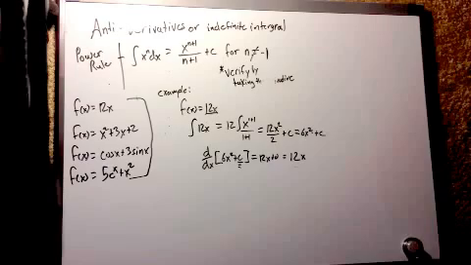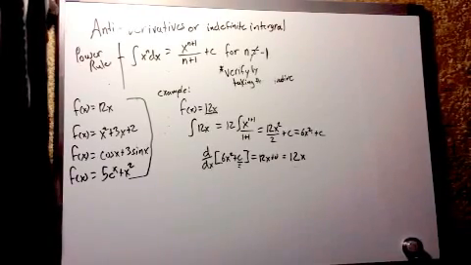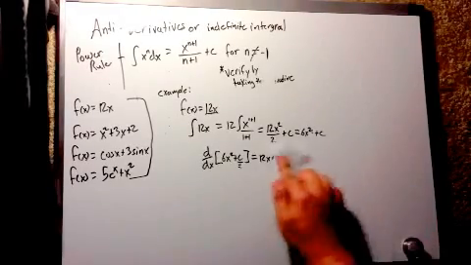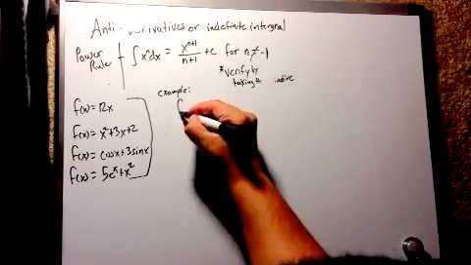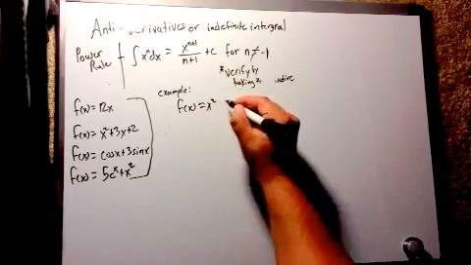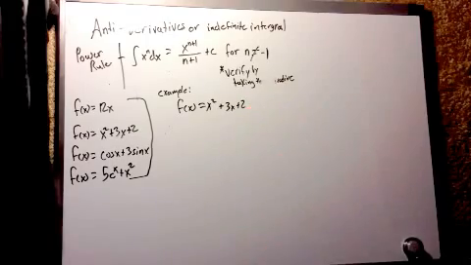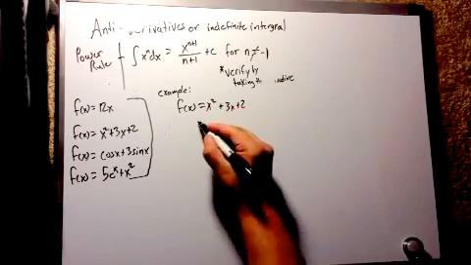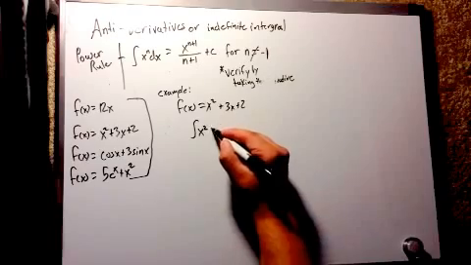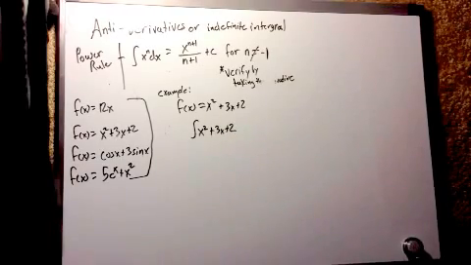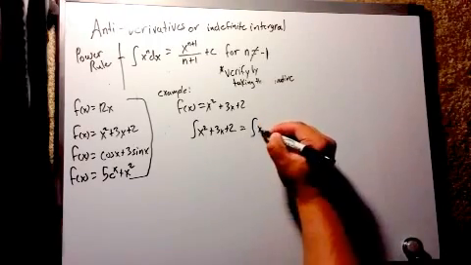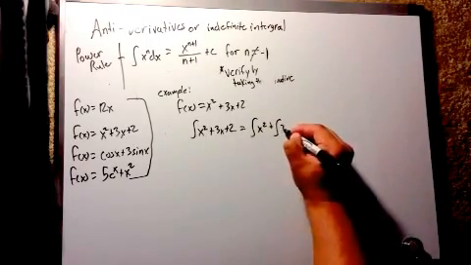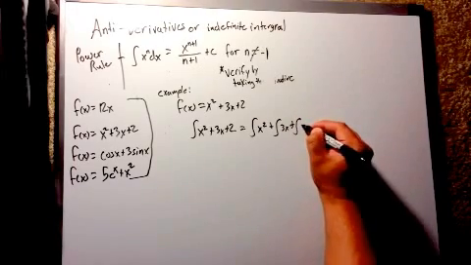So we just got done with our first example. Let's move on to our second one. Let me erase this real quick. Our second example says f of x is equal to x squared plus 3x plus 2. Let's write that in integral notation: the integral of x squared plus 3x plus 2. Using our integral rules, we're going to break it up into the integral of x squared plus the integral of 3x plus the integral of 2.